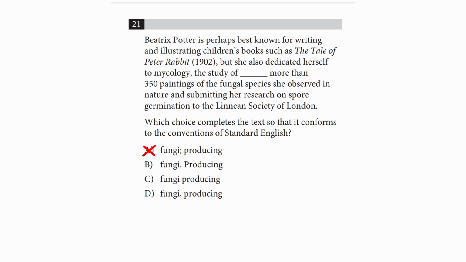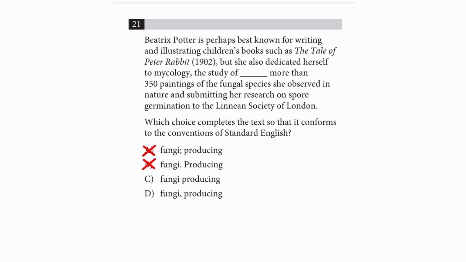Now, to answer the rest of this question, there still is a little bit you need to know, but let's take a look at answer B. What do we see there? Oh, a period. And since we don't have a complete sentence on both sides of the punctuation, we also can't use a period, and so we can cross off answer B as well.